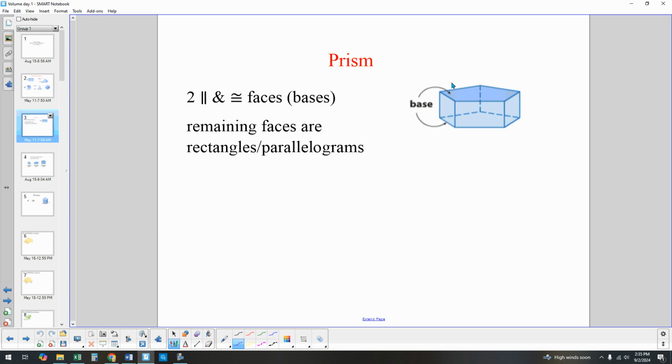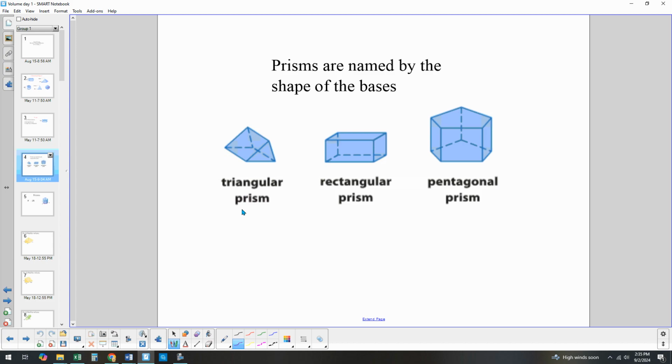The prism is 2 parallel and congruent faces that we call the bases, and the remaining faces or flat surfaces are rectangles or parallelograms. We're going to name the prism by the shape of its base, so by whatever exists as 2 of exactly the same shape. So here we would call this a triangular prism because there are exactly 2 triangles and everything else is a rectangle in the picture. This way we call it a pentagonal prism because all we have are 2 pentagons and the remaining sides are all rectangles. This is a rectangular prism because only rectangles exist in it.